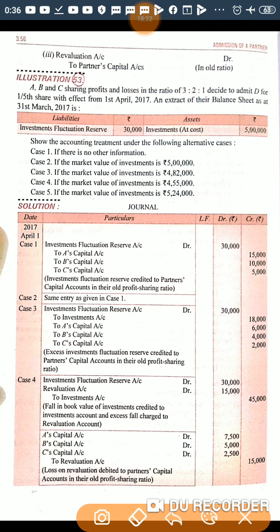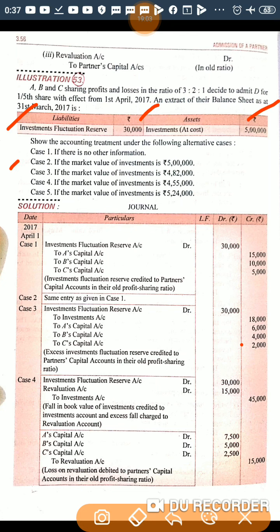The question says A, B, and C sharing profits and losses in the ratio of 3:2:1 decided to admit D for 1/5 share with effect from 1st April 2017. An extract of their balance sheet as at 31st March 2017 is: on the liability side, investment fluctuation reserve is given as 30,000. Investment on the asset side is shown as 5 lakh.